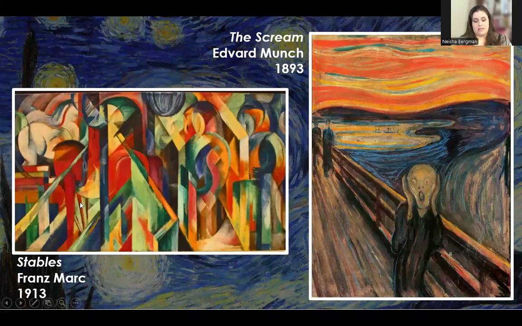So we have Stables. This is also by Franz Marc, roughly the same time period. For those of you who cannot see them, we have a horse head, and a white horse in the background that honestly reminds me of Bugs Bunny, but I'm not going to explain why.